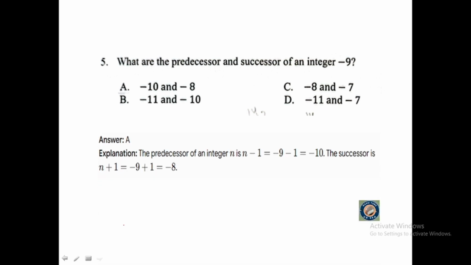The answer is minus 10 and minus 8. The predecessor of an integer n is n minus 1. Hence, minus 9 minus 1 is equal to minus 10. The successor is n plus 1, which means minus 9 plus 1, which is equal to minus 8. That's why the answer is minus 10 and minus 8, which are the predecessor and successor of the integer minus 9.